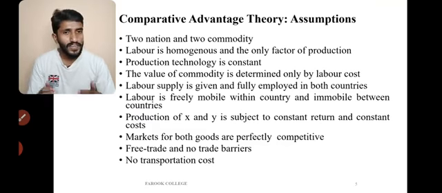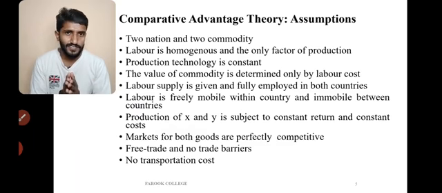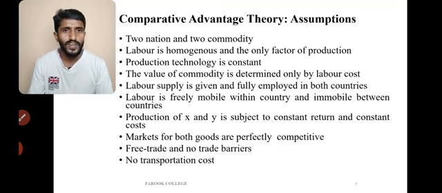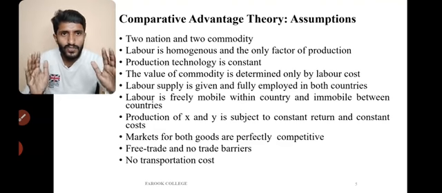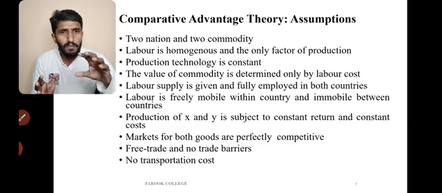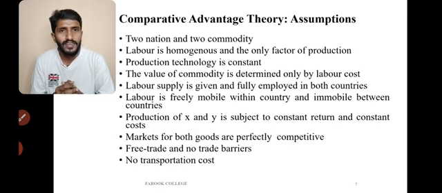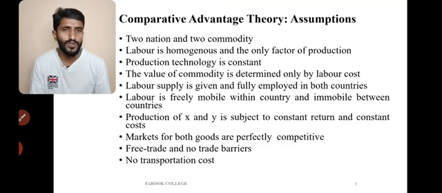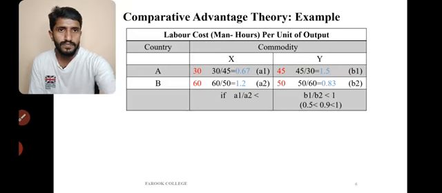Then finally, no transportation cost, because if transportation cost is included, then everything will collapse. Their theory might collapse. So there is no transportation cost also. These are the assumptions of the classical theory. So you should note these assumptions. Some of the assumptions are added, but most of the assumptions are similar to the absolute cost advantage theory.